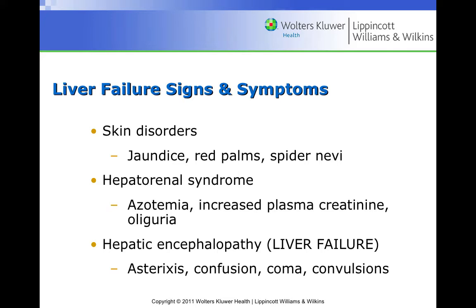Other signs and symptoms that we see with liver failure would be skin disorders. We see jaundice, particularly in the elastic tissue and the sclera in the eye, and that's related to the increased bilirubin that's floating around in the blood. We may see hepatorenal syndrome, where we see azotemia, an increased plasma creatinine, and lack of urine production.